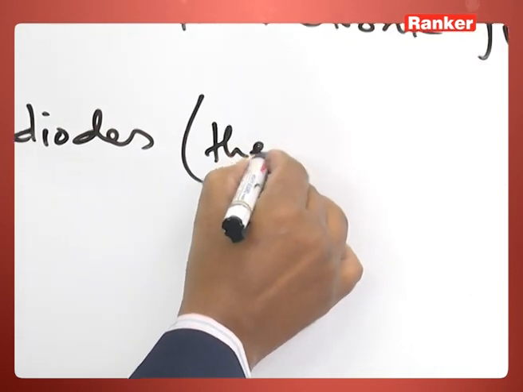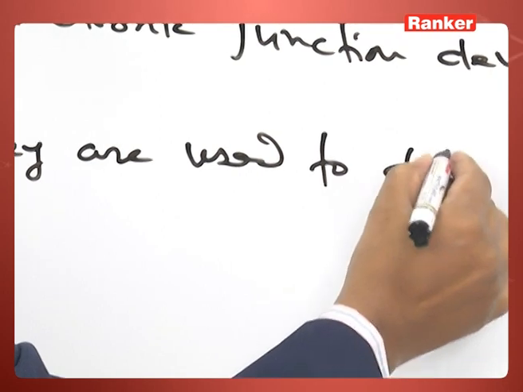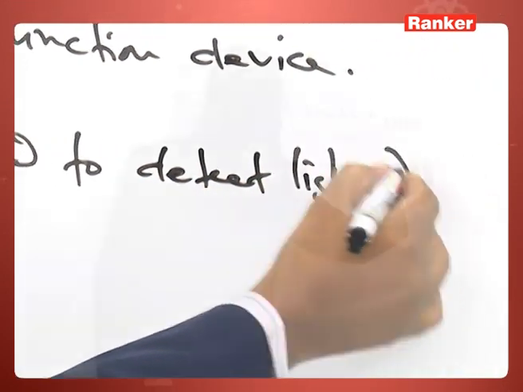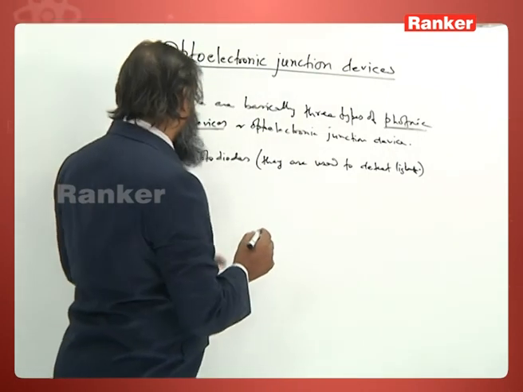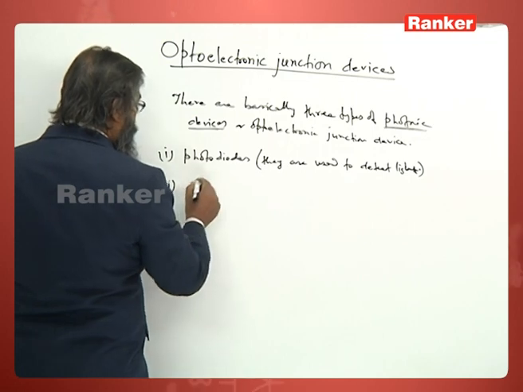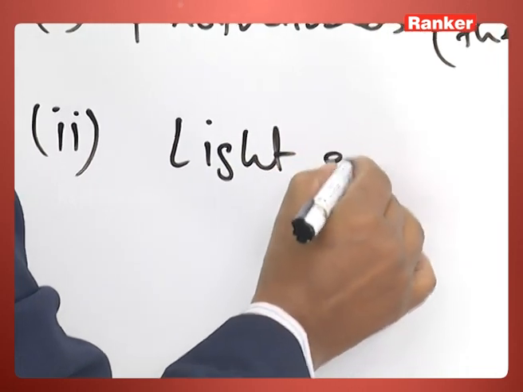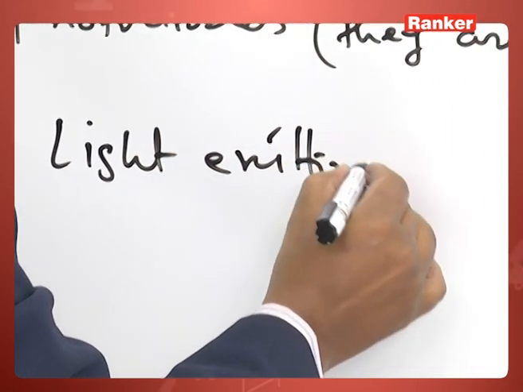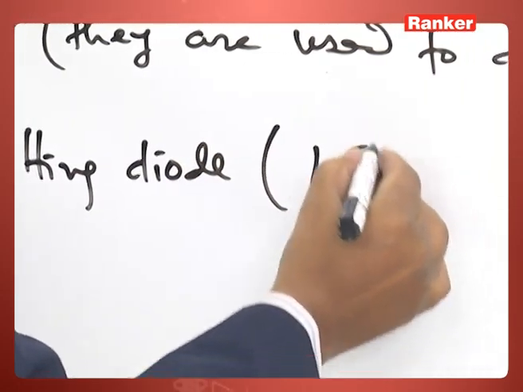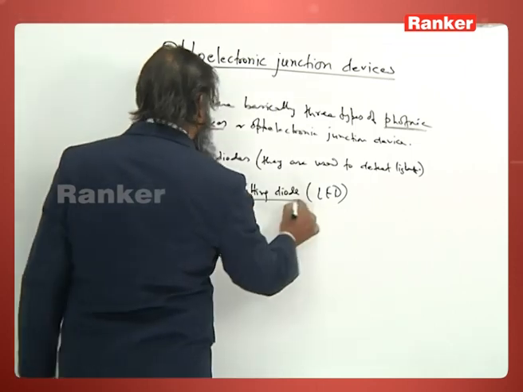They are used to detect light, light intensity detectors, etc. They are photodiodes. Next is LED, light emitting diode, that is LED, and all of us are familiar with LED lighting system.